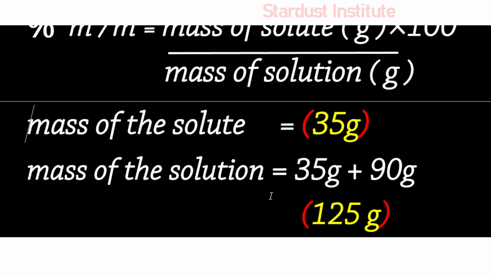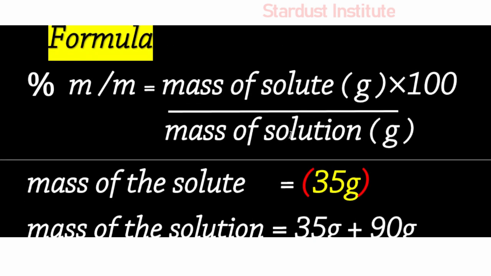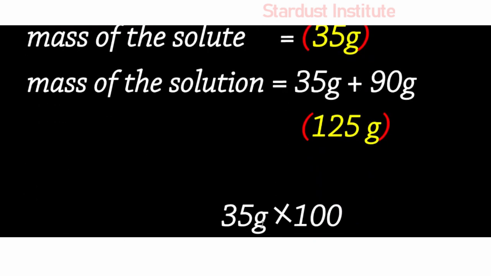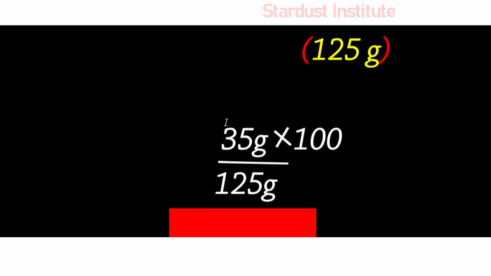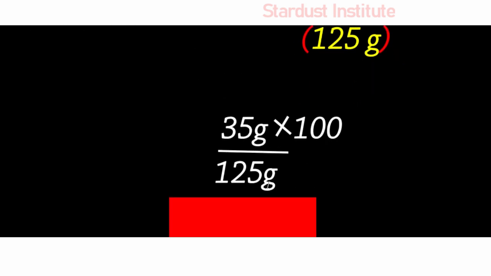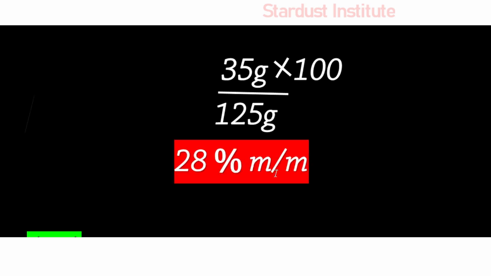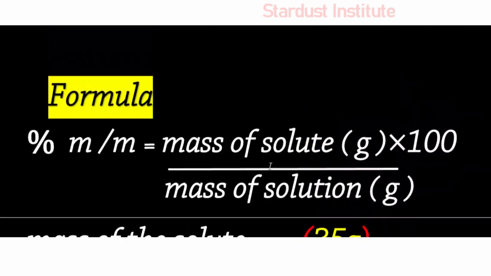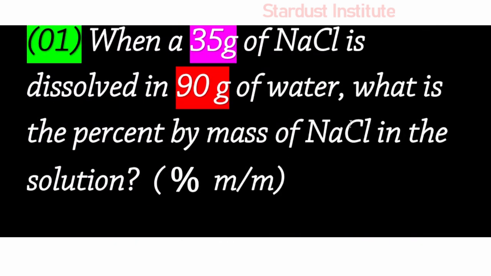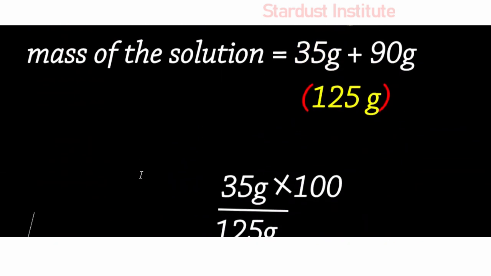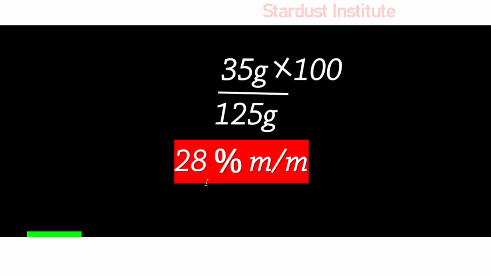Now we can substitute these values into our formula. Mass of the solute, 35 grams, divided by mass of the solution, 125 grams, multiplied by 100. By simplifying this, we can get our answer: 28%. What's the percent by mass of sodium chloride in the solution? 28%. Now let's go to the next problem.